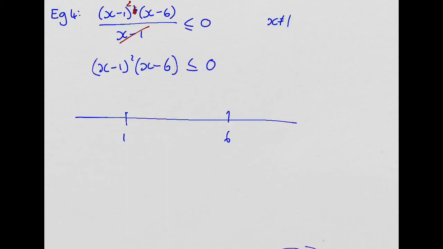If we test values now, let's test 0. If we test 0, which is to the left of 1, then 0 minus 1 is negative 1, but squared becomes positive 1. Then 0 minus 6 is negative 6. So that's a negative, so we end up with a negative to the left of 1. To the right of 1, let's use yellow. Let's choose a value of 5. 5 minus 1 is 4. 4 squared is 16, that's positive.